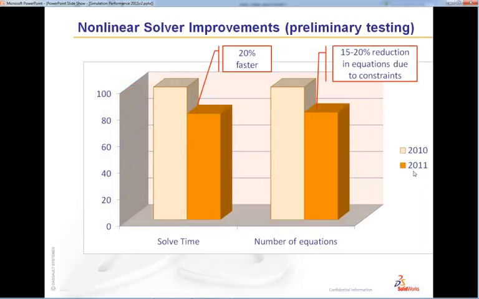Also, in terms of nonlinear analysis, they've made some improvements in the ways we're representing the model. So they've reduced the number of equations, which in turn has helped reduce the solve time for those models. This is some preliminary testing. If we get more detail, we'll add that at a later stage. But at this stage, we're seeing about a 20% reduction in solve times for nonlinear models.